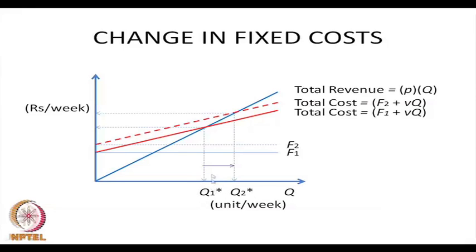Now, when we are assuming that there is a change in F, fixed cost increases for some reason, then the total cost line is here and therefore, the point of intersection is here, the break even point is here and therefore, the break even Q star is higher than Q1 star. So, as fixed cost increases, we have to produce more to be able to break even the cost.